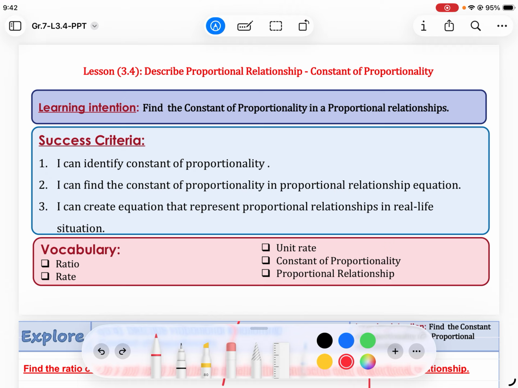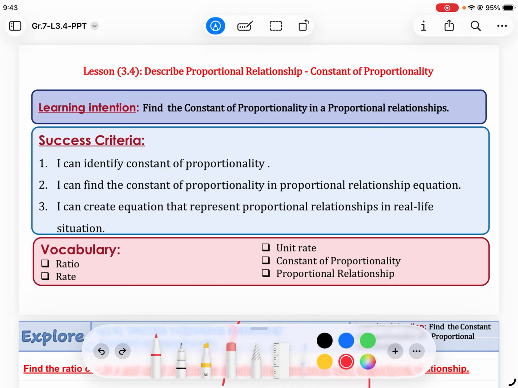So, our success criteria, which will help us go step by step in this lesson. Number one, we will identify the constant of proportionality. Number two, we're going to find the constant of proportionality using the equation. And number three, we will use that constant of proportionality to create the equation that represents proportional relationships to help us solve many real life situations.